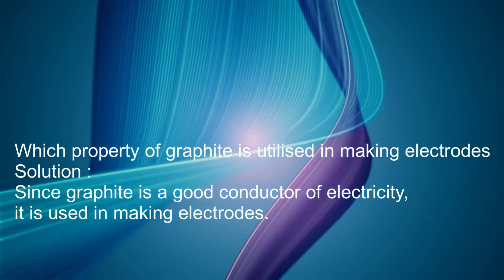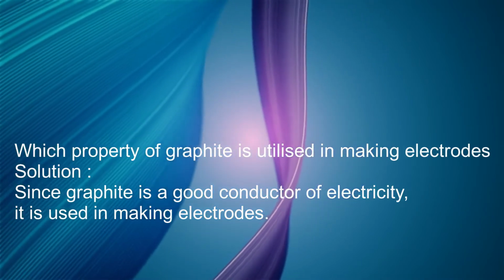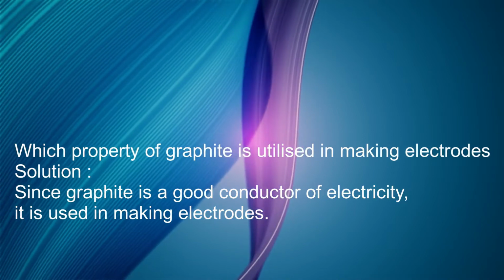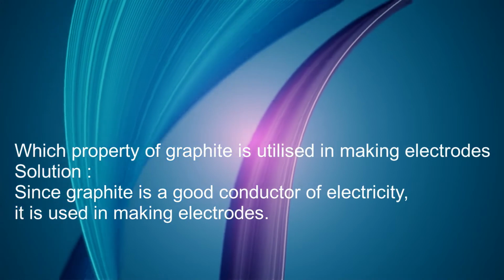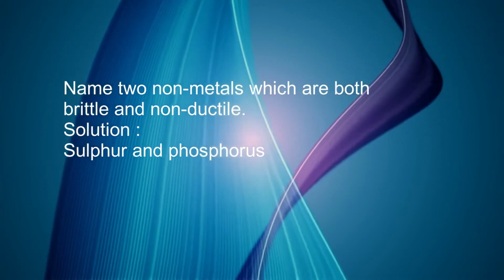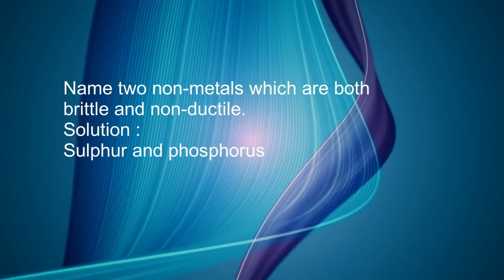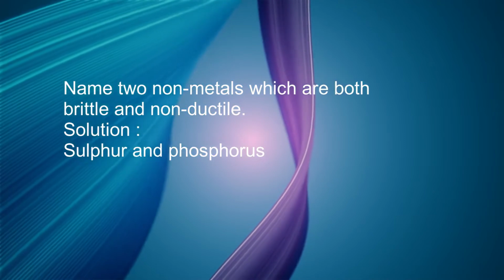Which property of graphite is utilized for making electrodes? Solution: Since graphite is a good conductor of electricity, it is used in making electrodes. Name two nonmetals which are both brittle and non-ductile. Sulfur and phosphorus.